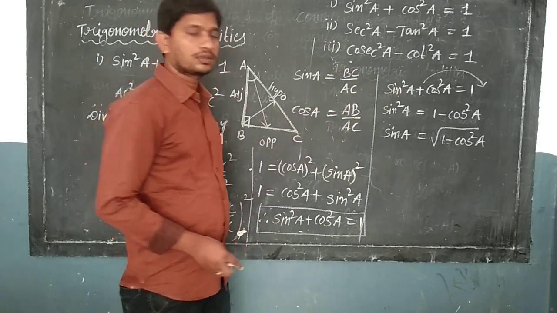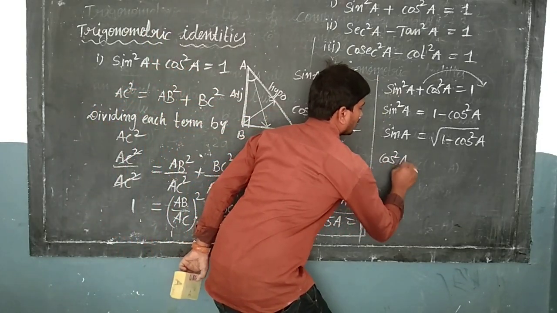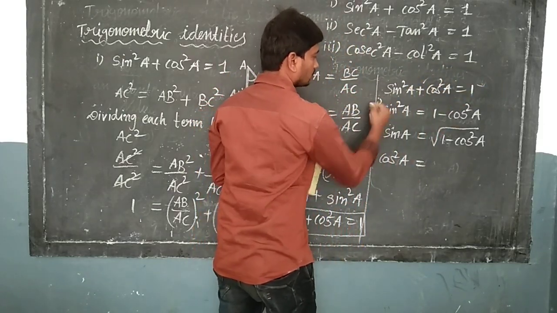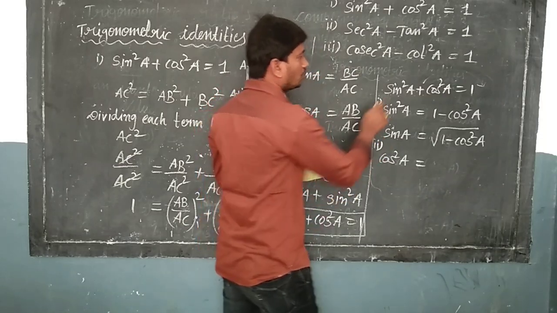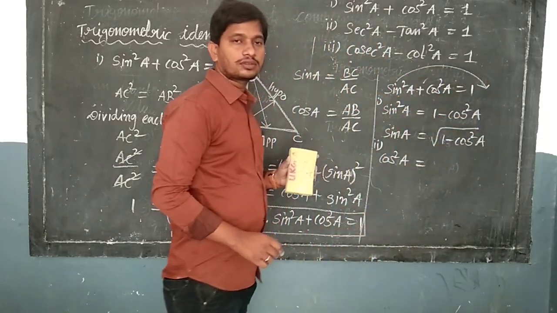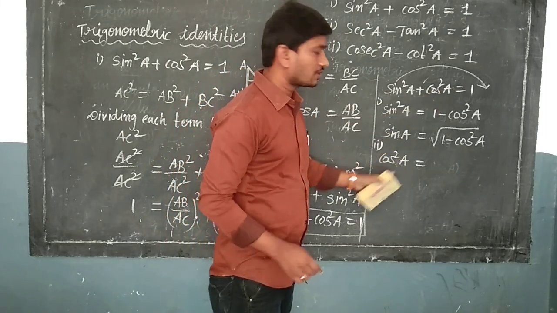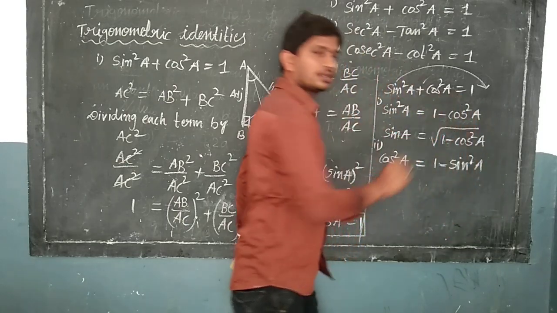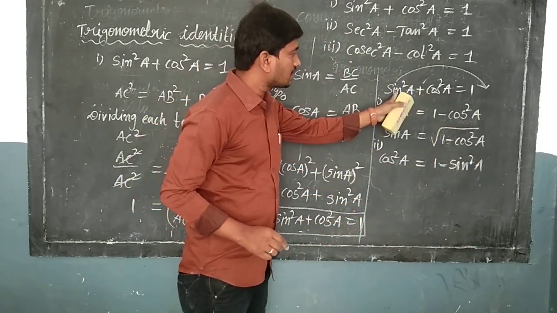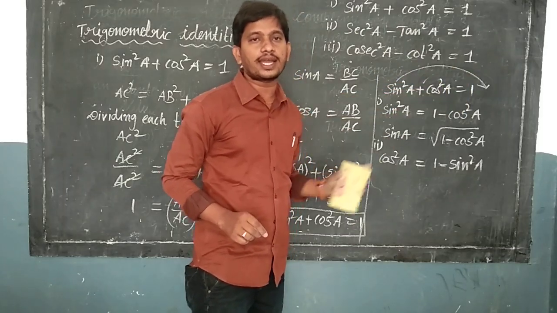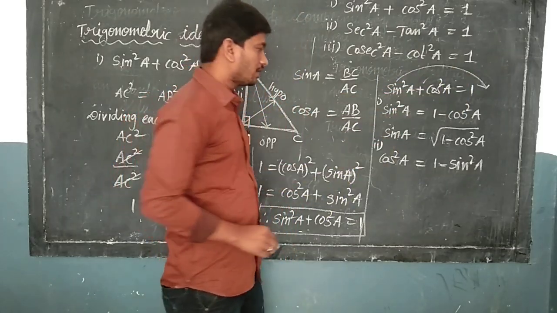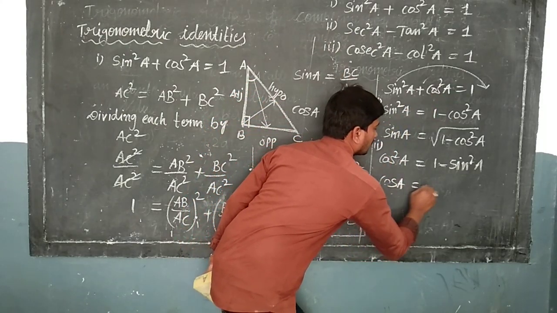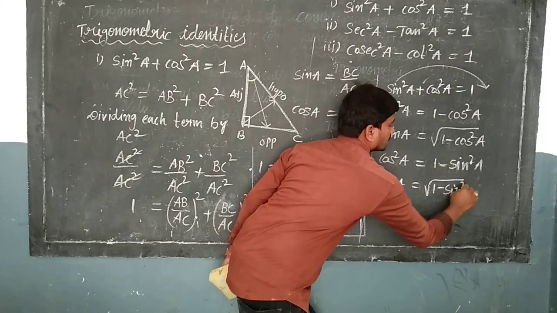Okay, coming to cos. I want to find out now cos square A. Now what you do? You take sin square A towards the right hand side. So I can write cos square A as 1 minus sin square A. Clear students? This is plus sin square A, let me take it towards the right hand side. It will become 1 minus sin square A. So here it is square, transpose. So we will get cos A equal to root over 1 minus sin square A.